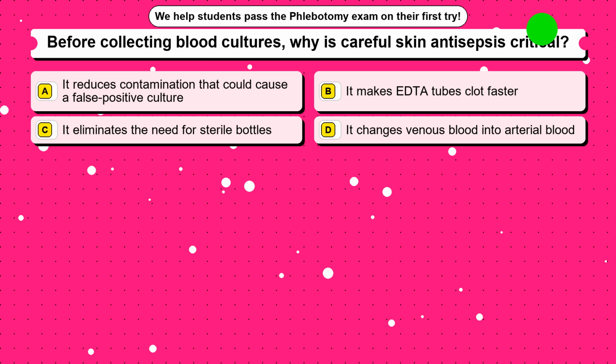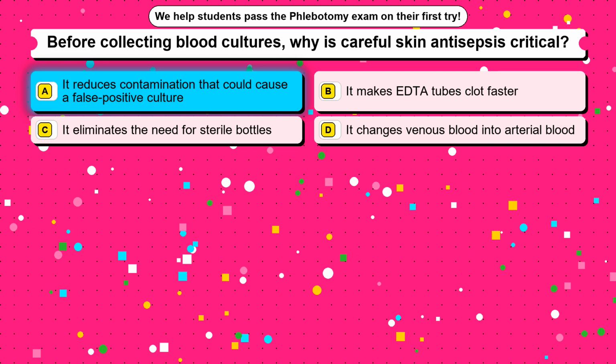Question 81. Before collecting blood cultures, why is careful skin antisepsis critical? Option A. It reduces contamination that could cause a false positive culture. Option B. It makes EDTA tubes clot faster. Option C. It eliminates the need for sterile bottles. Option D. It changes venous blood into arterial blood. The correct answer is option A.